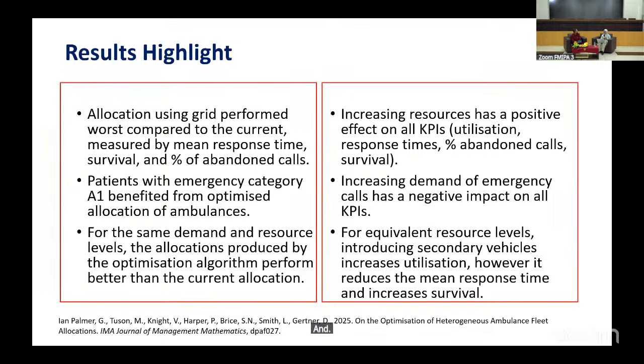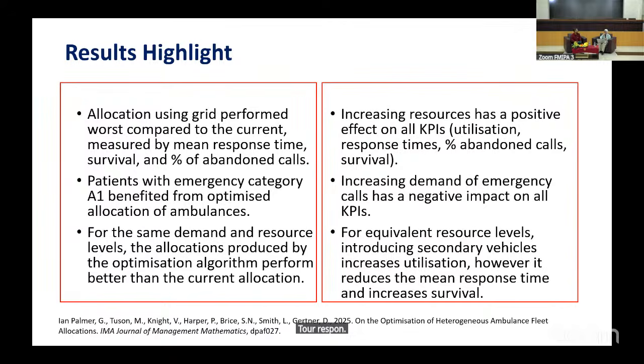And also, we look at different methods, such as using a grid, where we just put an ambulance every 5 square meters, compared to what we do using a post and optimizing it, to see which one is better. And the nice thing is that introducing a secondary vehicle, the motorcycle ambulance, can increase utilization, because all those abandoned calls can then be addressed by the motorcycle ambulance because they are fast to respond.